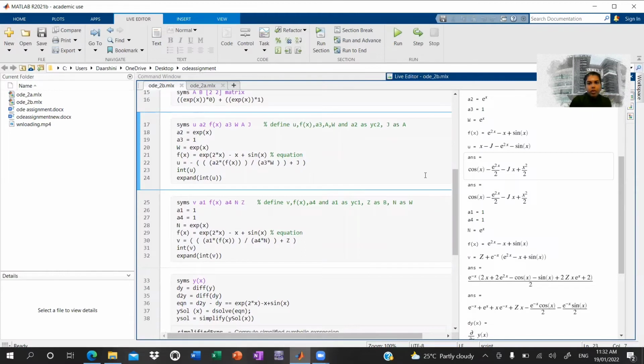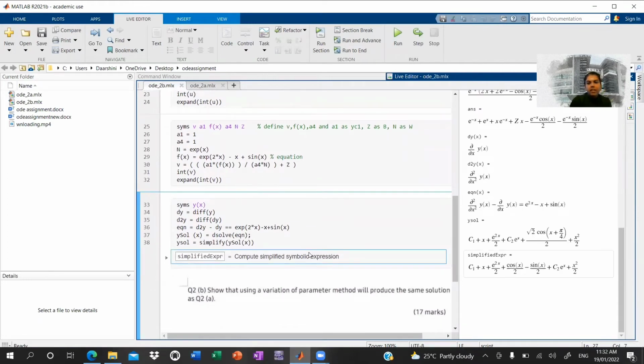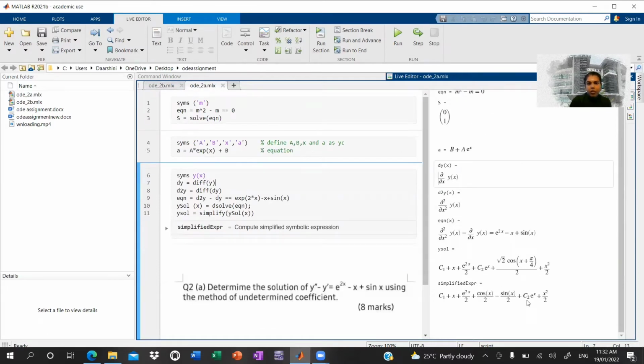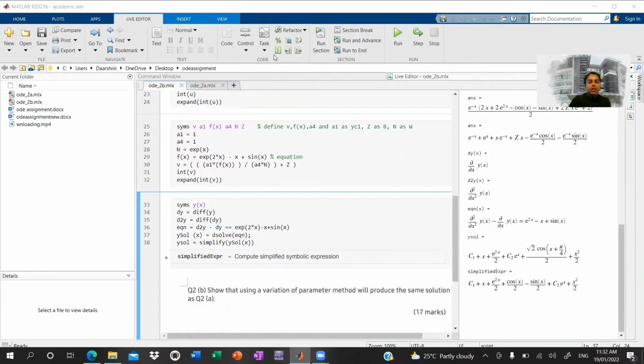And these are the values for U, and these are the values for V. And these are the final answers. As you see earlier, my final answer for question 2A and my final answer for question 2B are the same. Hence, proved that whether I use undetermined coefficients or variation of parameters, I will still get the same answer. That's all from me. Thank you.